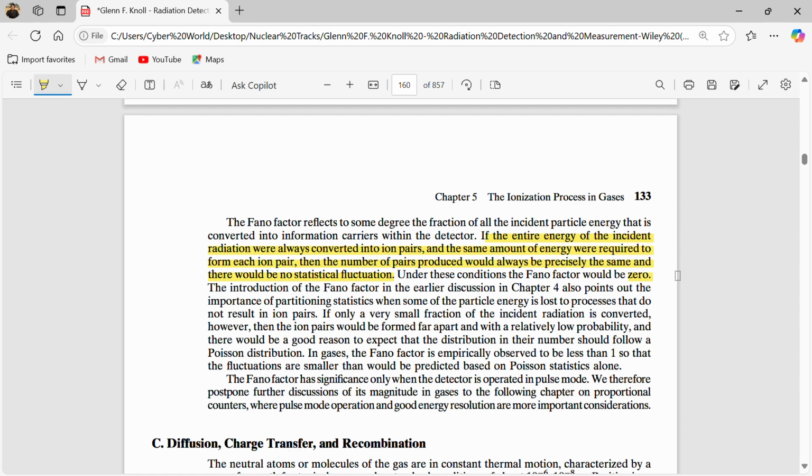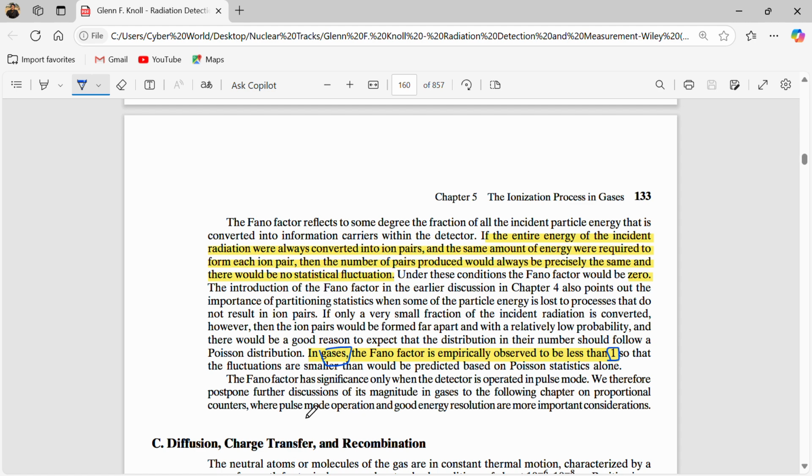If ion pairs are produced with low probability, there is a good reason to expect that the distribution in their number should follow a Poisson distribution. In gases, the Fano factor is empirically observed to be less than 1. This is very important. The Fano factor is always less than 1 for the case of gases. Understood?